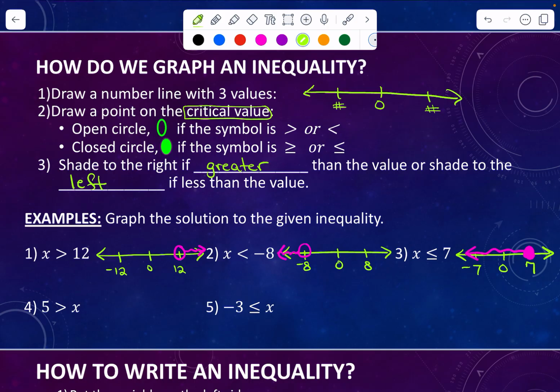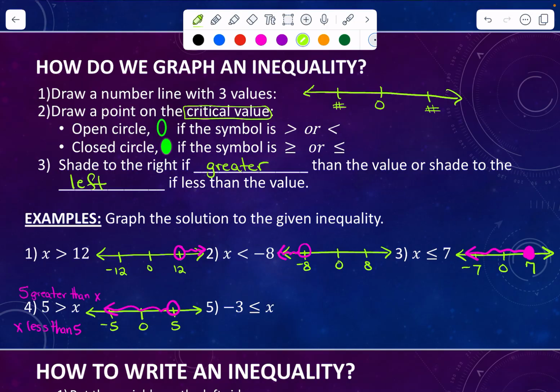Let's try the next one. 5 is greater than x. So I'm going to put my points 0, 5, negative 5. At 5, it's going to be an open circle. Now here's where you have to read this. It says 5 is greater than x. So if 5 is greater than x, then x must be less than 5. That means we would shade it to the left.